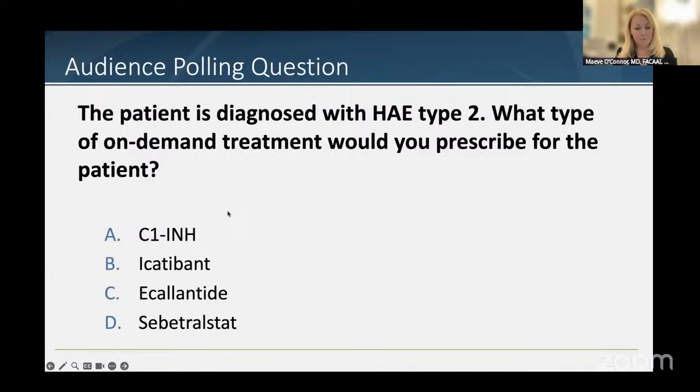The patient is diagnosed with HAE type 2. What type of on-demand treatment would you prescribe for the patient? We've got C1 inhibitor, icatibant, ecallantide, or sebetralstat.